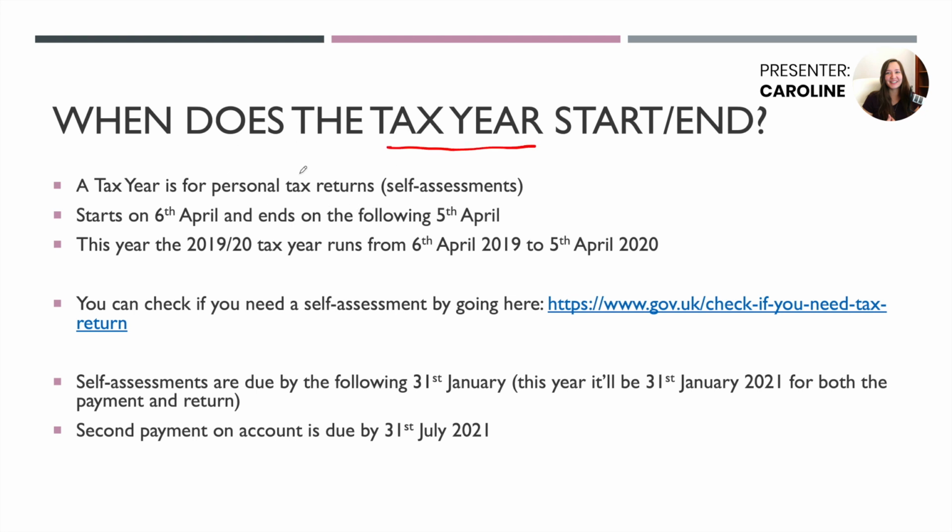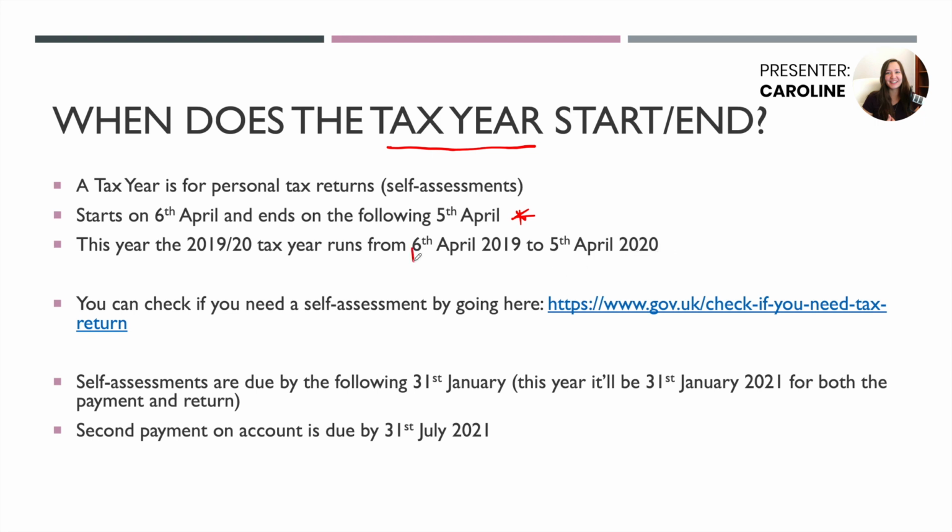When does the tax year, so this is personal tax, start and end? Tax years for personal tax returns, self-assessments, as I said before, start on the 6th of April and end on the following 5th of April. This is always going to be the case unless they change it for some reason. This year, the 2019-20 tax year runs from the 6th of April 2019 to the 5th of April 2020.